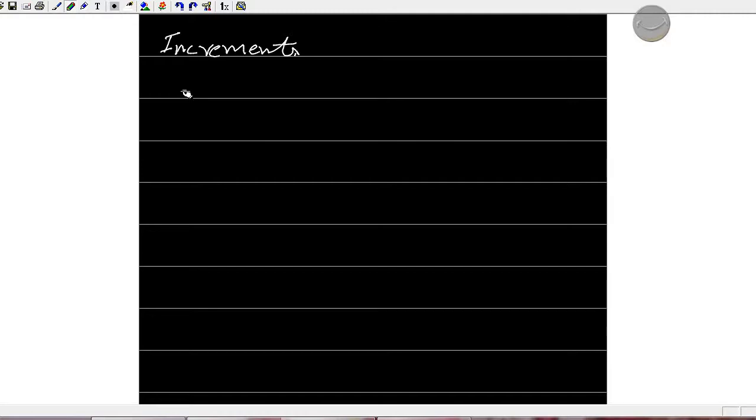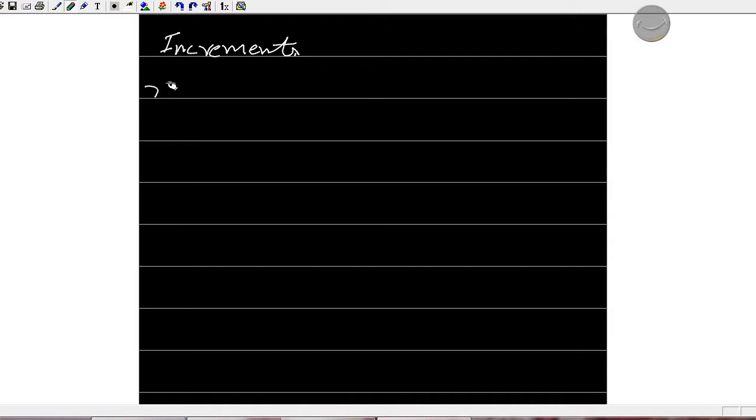The next concept we're going to discuss here is increments. And when we talk about increments, this is exactly the same as what we basically understand by increments, as per the English language. So it is exactly the same as we understand it in literal English, right?